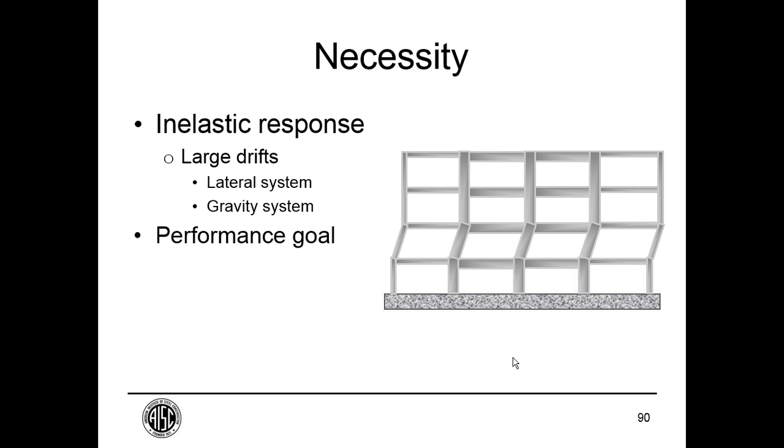So our performance expectation for the gravity system as we go out to large seismic drifts is that we will prevent collapse, both global and local. It's not that we will maintain all connections to be elastic. That's not even our performance goal for service loads.